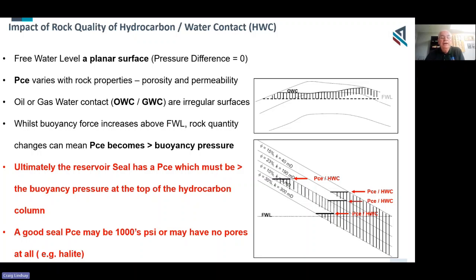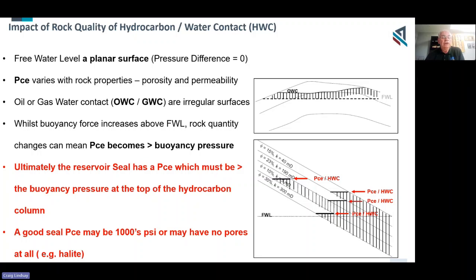And then we have other layers where the rock quality is less good, and finally you have a layer where the rock quality is poorer, and so you can have a free water level, sort of oil water contact, which is tens or even hundreds of feet above the actual free water level.